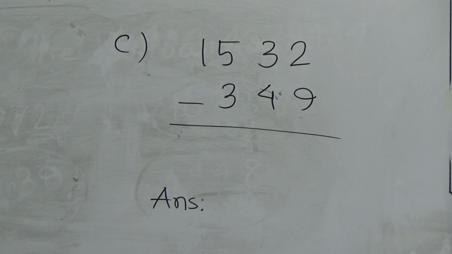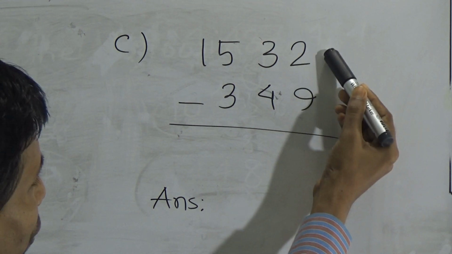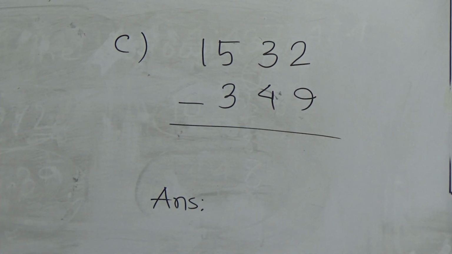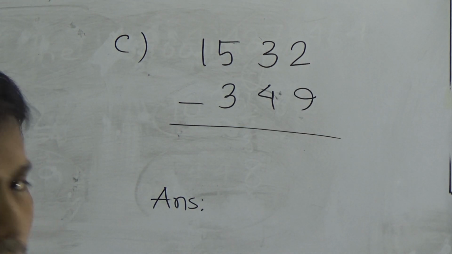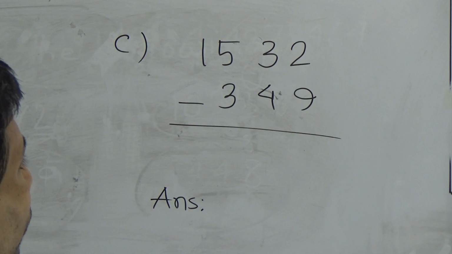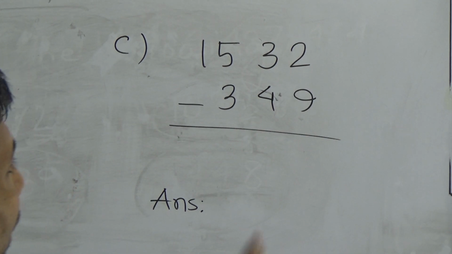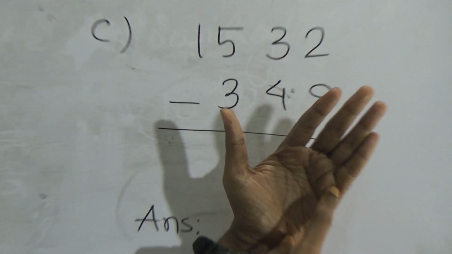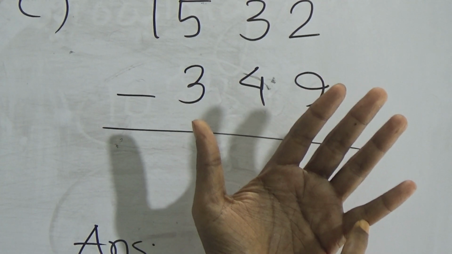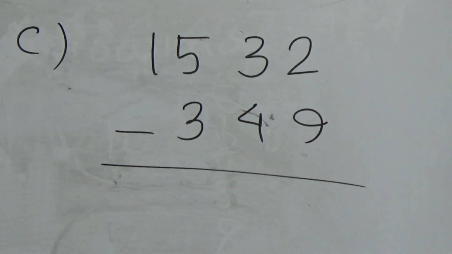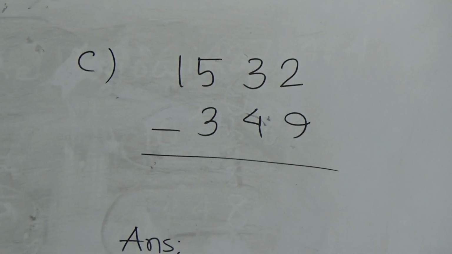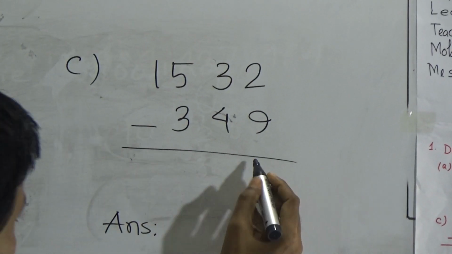Okay, let's now solve. Look, you consider 2 as what number? 12. Okay, now you have to subtract 9 from 12. How can you count on your fingers? 9, 10, 11, 12. That means what? That means 3. Right here, 3.